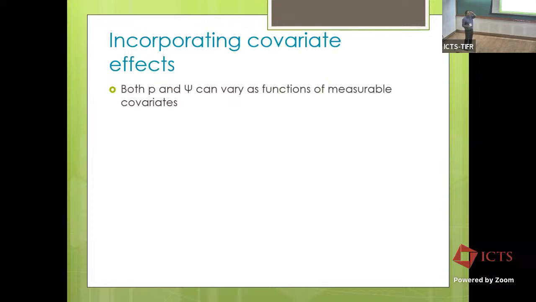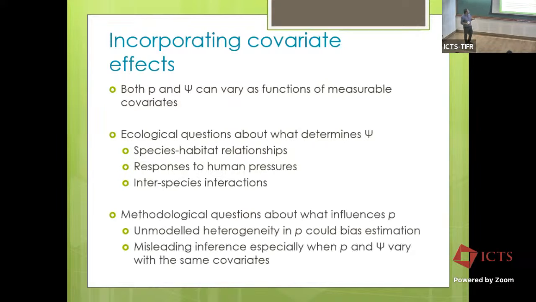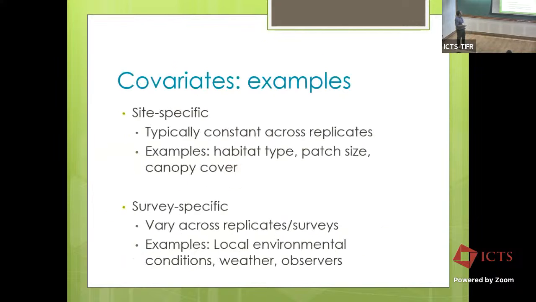If you remember from Divya's presentation, our parameters are psi and p. We will effectively be constructing a model, and on our right side will be our covariates, basically our predictors of why we get a certain kind of psi and why we get a certain type of p. So like I said, this is to ask various ecological questions, to do with what determines psi: species-habitat relationships, responses to human pressures, interspecies interactions. You could be interested in what influences p, because if you don't account for it, it can lead to biased estimation and misleading inferences if p and psi vary with the same covariate. So these are all various reasons for why you might want to do this.